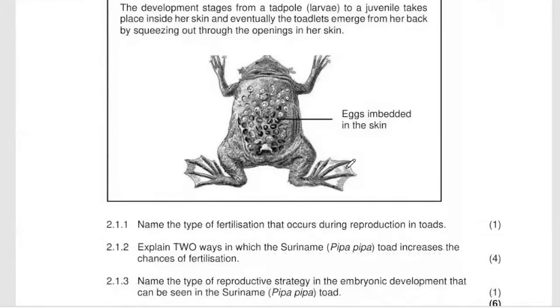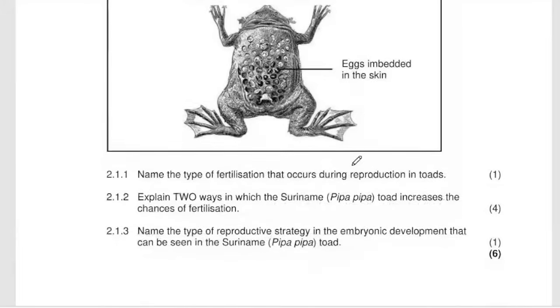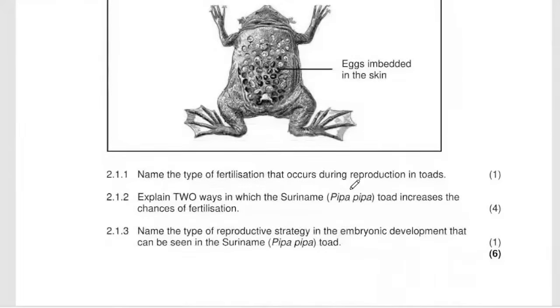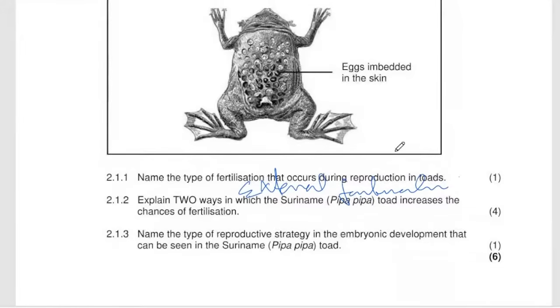All right. They're saying, name the type of fertilization that occurs in this regard. Since these things are happening outside the female's body, it is going to be external fertilization. External fertilization. Explain two ways in which the tadpole increases the chances of fertilization. In this case, they're asking you, how does it increase the chances of fertilization?